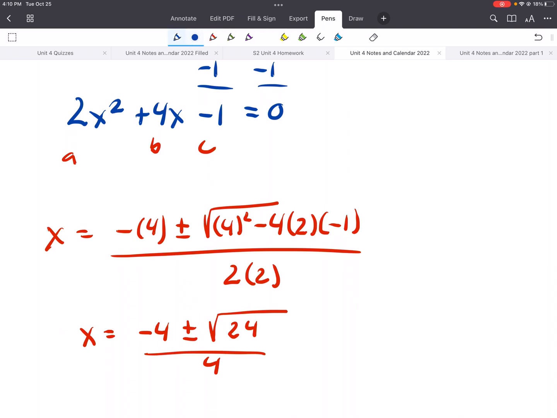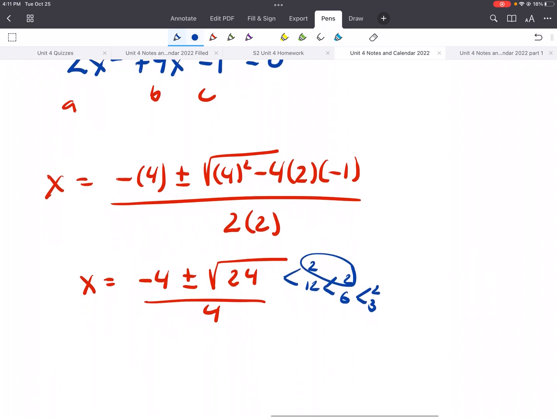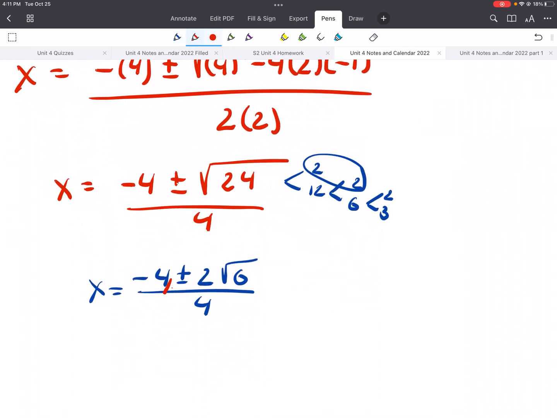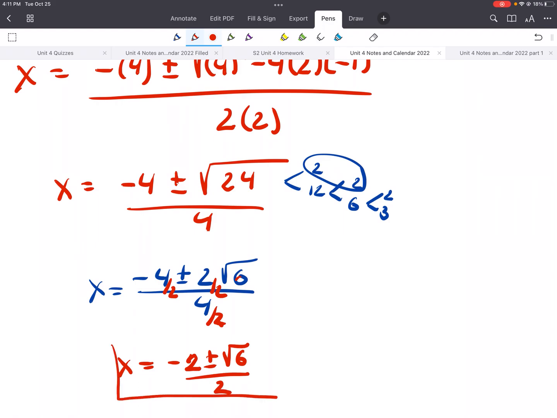Next we would simplify the root. So 2 and 12, 2 and 6, 2 and 3. So we got a group of 2's, and then the 6 would stay inside. And then we'll simplify the fraction. So again, it's the 3 amigos, all 3 or nothing. So 2 goes into all of those. x equals negative 2 plus or minus 1, which you don't need to write, square root of 6 over 2.